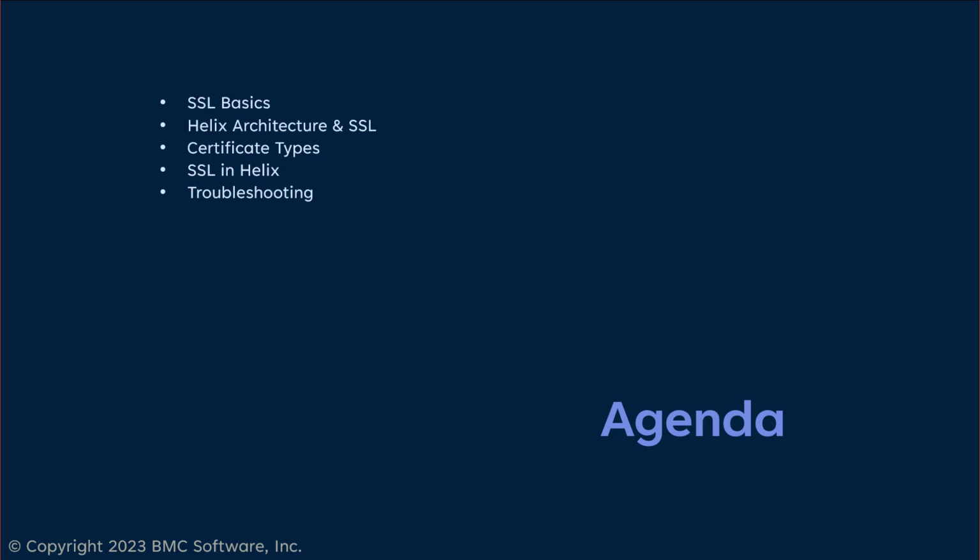The agenda for today will start off with just a few SSL basics. Hopefully everybody's familiar with the technology, but there's a couple of things we want to call out. We'll look at the Helix architecture and how SSL fits into that. There's a little bit about certificate types, the different certificates that you can use, how SSL is used in Helix in more detail, the different areas, the different types of connection where it's in use, but also where it's not in use. And then we'll finish off with some troubleshooting tips and some Q&A hopefully.